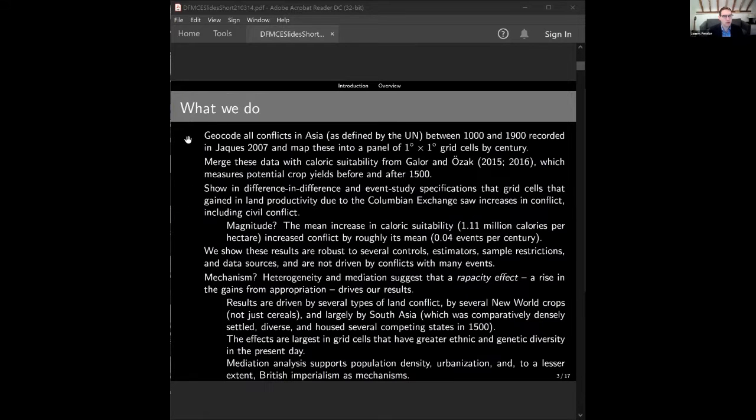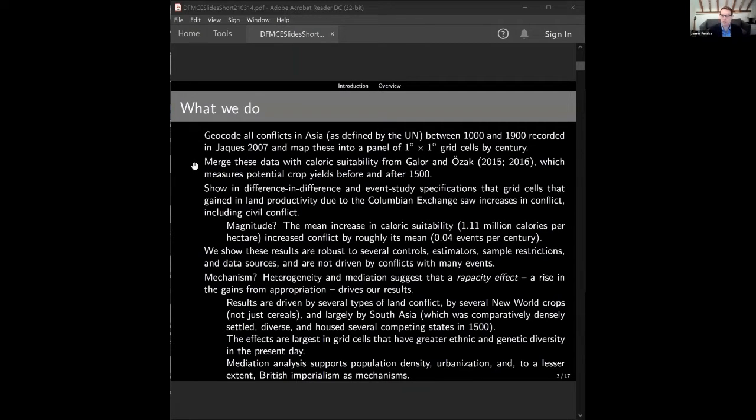So what we're going to do in this paper is go to what's effectively an encyclopedia of conflict, Jaques 2007. And we're going to take all the conflicts that he lists that happen in Asia, and we'll take the UN's definition of Asia here. We're going to geocode them, and we're going to map them into a panel of 1 degree by 1 degree grid cells, so that we can change the size of the cell if you want. We're going to observe these every century, though we can change the time period if you want.